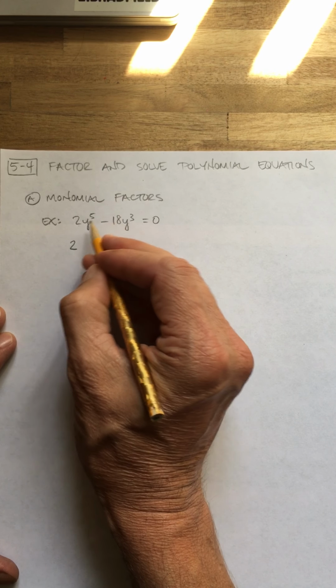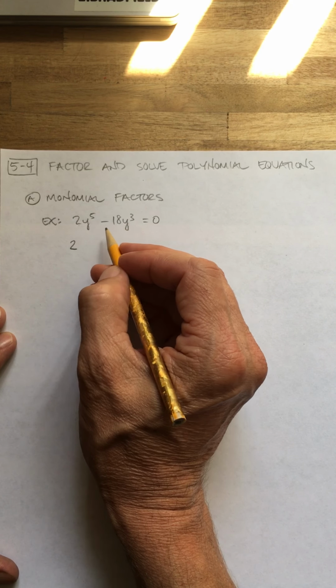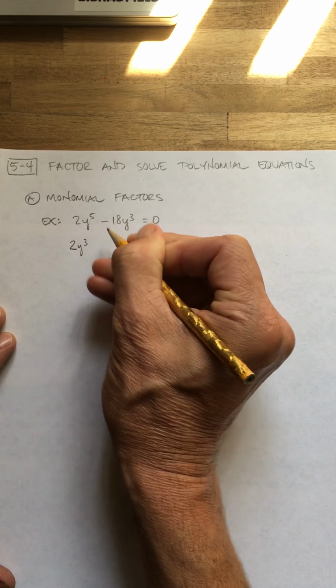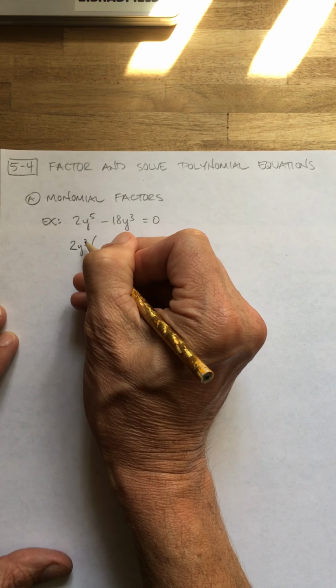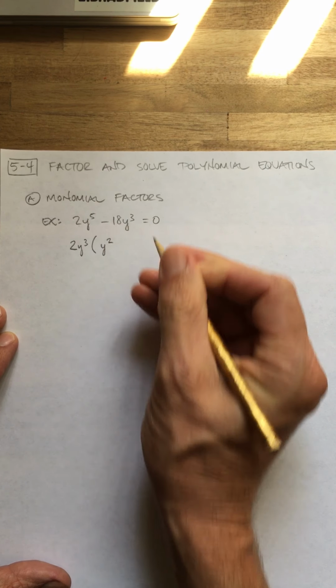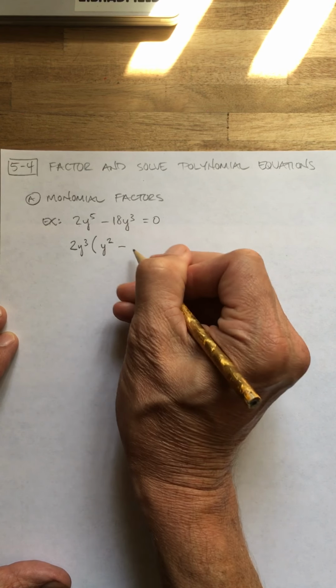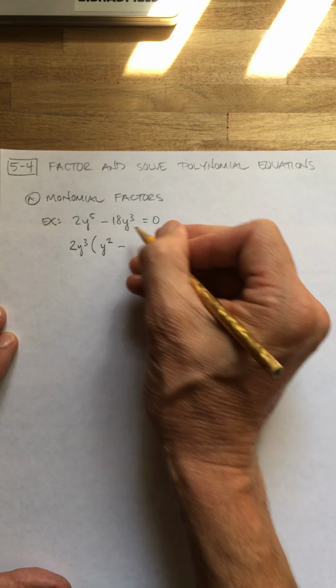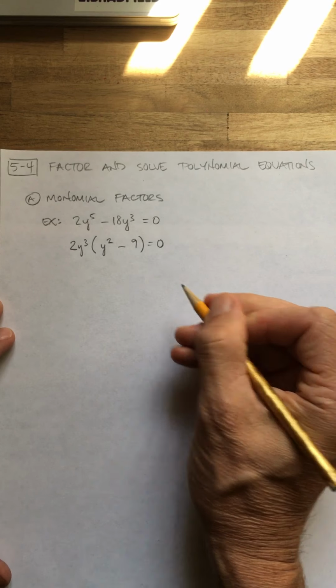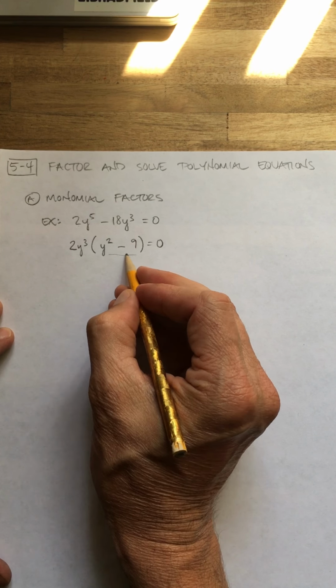And then what's the biggest y value that I can take out? Well, the biggest y value would be y cubed, so y to the 3rd power. Then you put your parentheses, and what's left here, this times what gives you this? Well, it's just y squared, okay? Minus this times what gives you the 18y cubed, just a 9, okay? Equals 0.